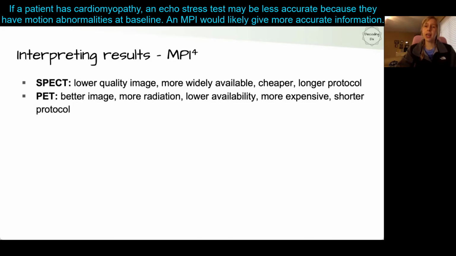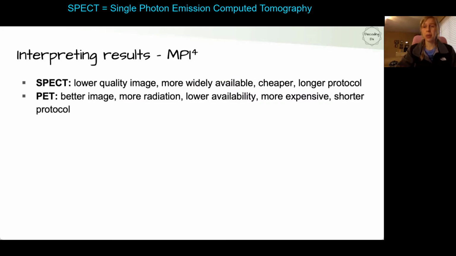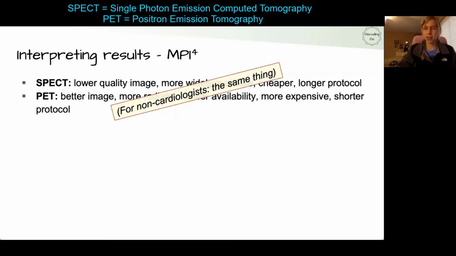And then interpreting an MPI, or a myocardial perfusion scan. For MPIs, you can order a SPECT or a PET. These are just two different types of nuclear medicine scans, but for non-cardiologists, they're pretty much the same thing. There are some technical physics differences between them, and the SPECT is a little bit cheaper than the PET, but for the most part, just need to know that it's a nuclear medicine scan for an MPI. You don't need to know the details of it.